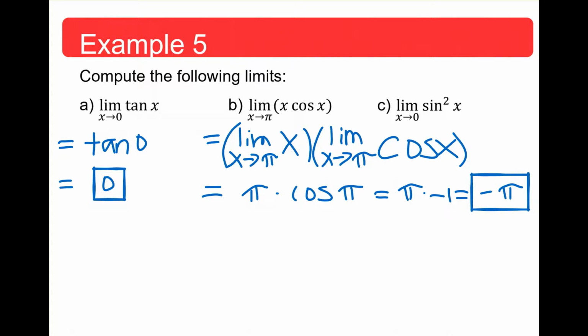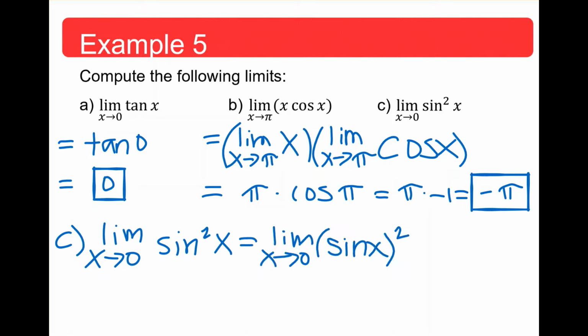Part C, the limit as x approaches 0 of sine squared of x. Remember that sine squared of x is equal to sine of x entire quantity squared. So we can rewrite this limit as the limit as x approaches 0 of sine of x entire quantity squared. Using theorems 1.1 and 1.6, we can evaluate the limit as x approaches 0 of sine of x using direct substitution, and then we can square that value.